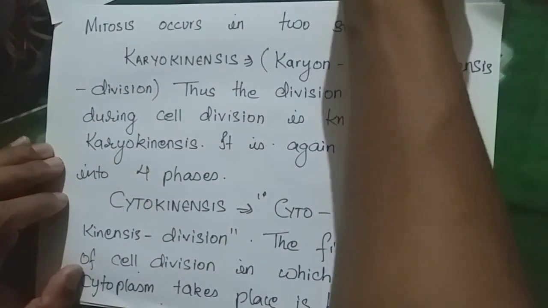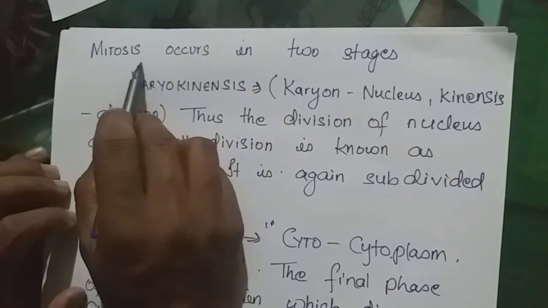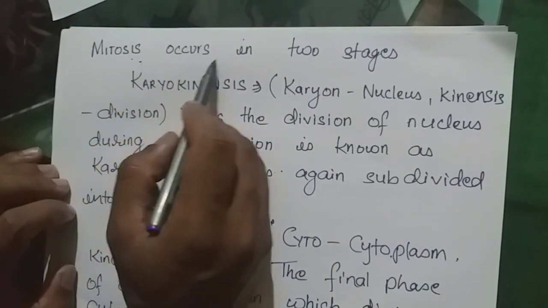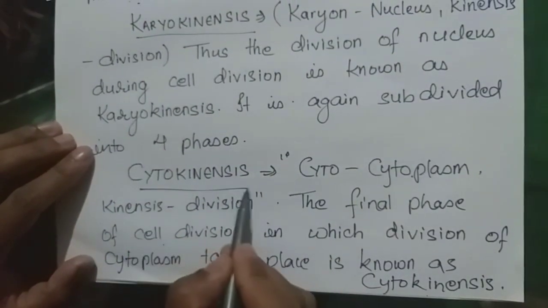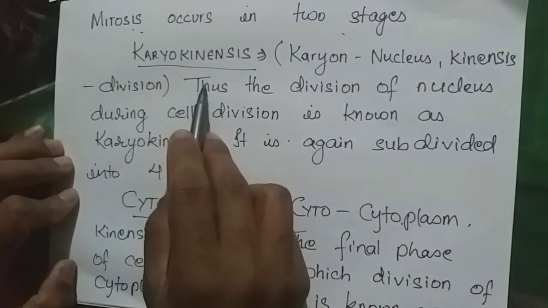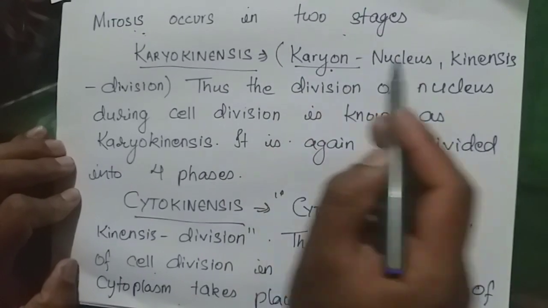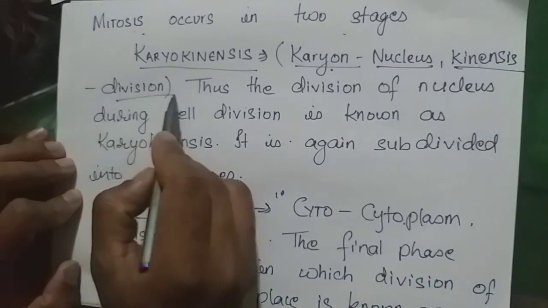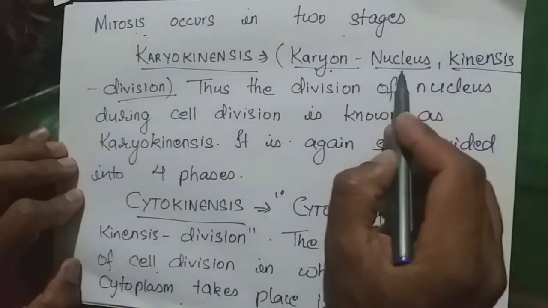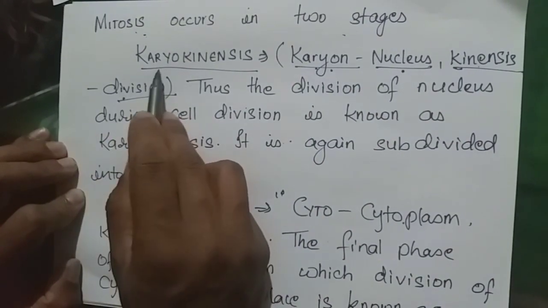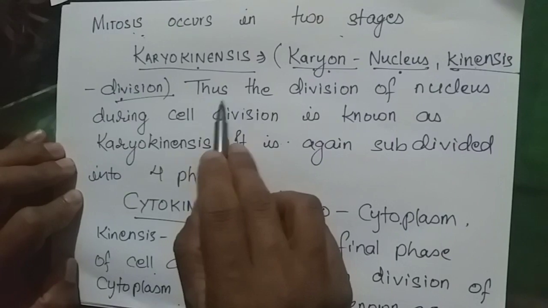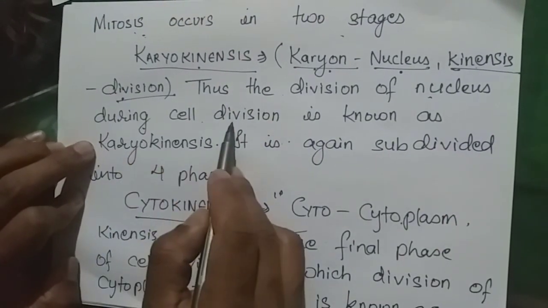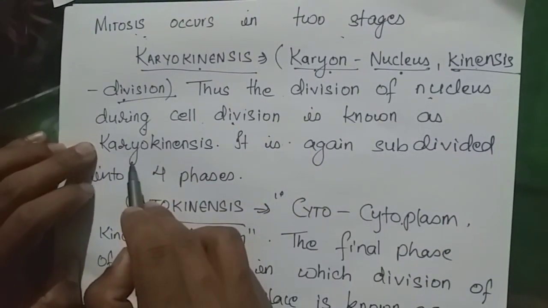Now moving on to the next part, the detailing of mitosis. Mitosis occurs in two stages. One is known as karyokinesis, another is cytokinesis. Karyon in Greek means nucleus and kinesis means division. So karyokinesis means the division of the nucleus. Thus the division of the nucleus during cell division is known as karyokinesis.